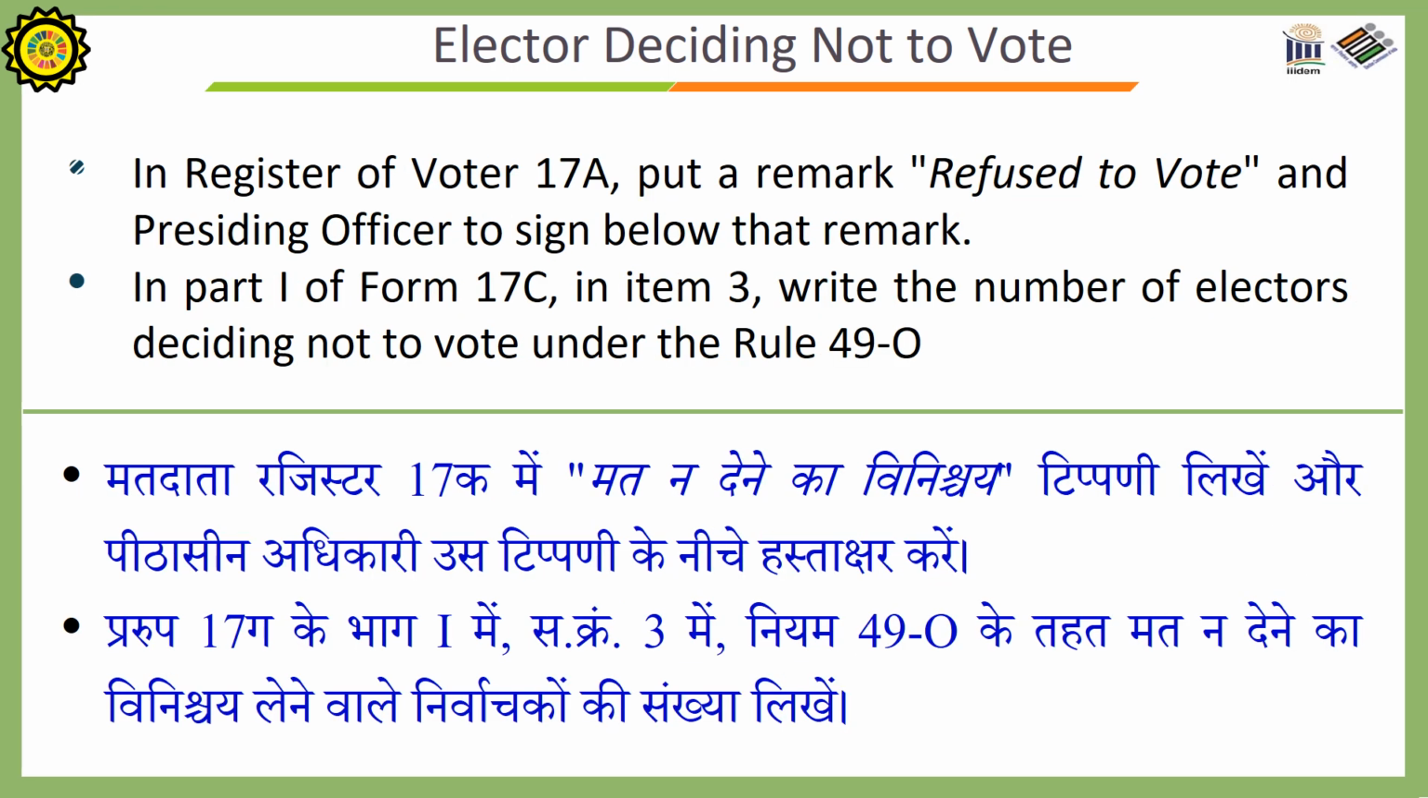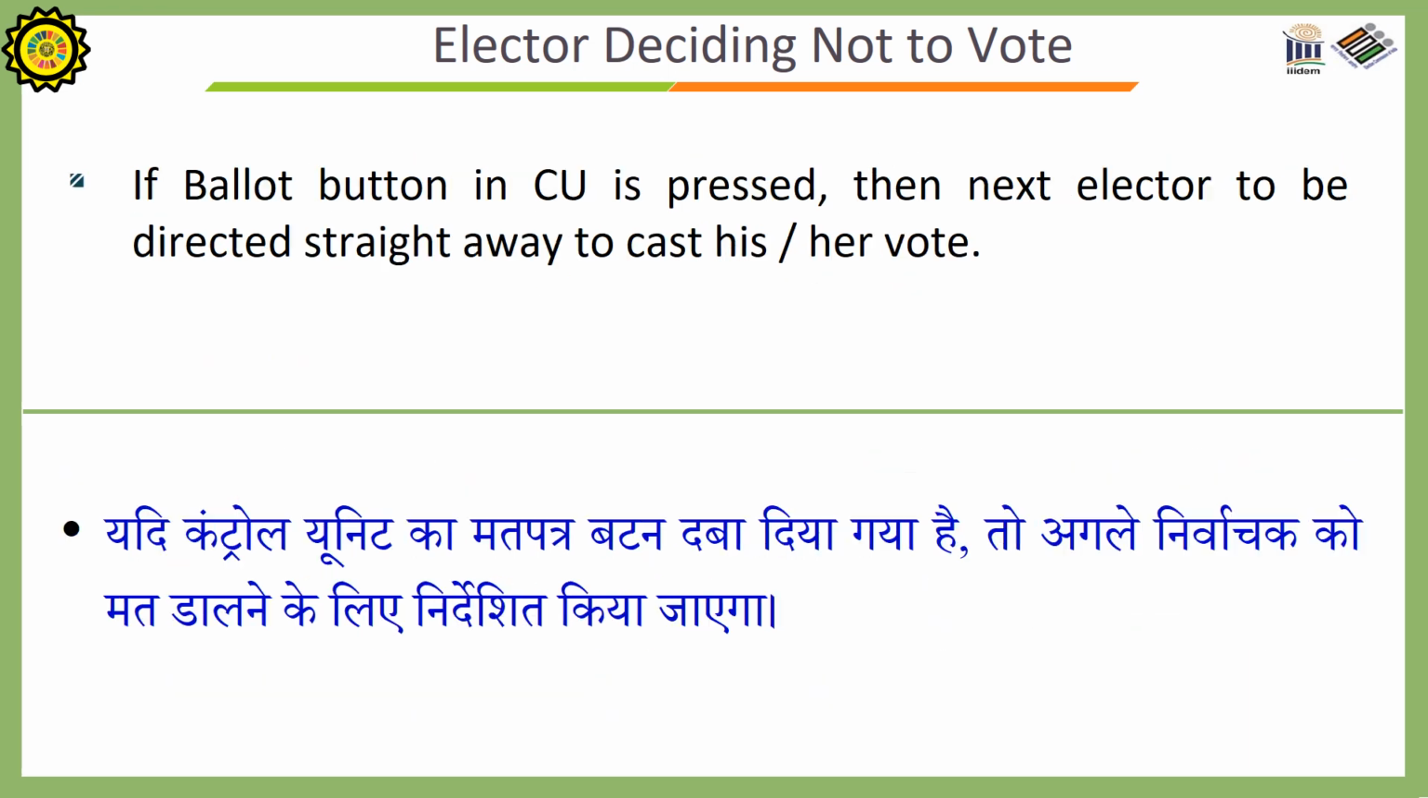In Register of Voters 17A, put a remark, "refused to vote", and the presiding officer to sign below that remark. In Part 1 of Form 17C, in item number 3, write the number of electors deciding not to vote under Rule 49O. If the ballot unit and control unit is already pressed, then the next elector is to be directed straight away to cast his or her vote.